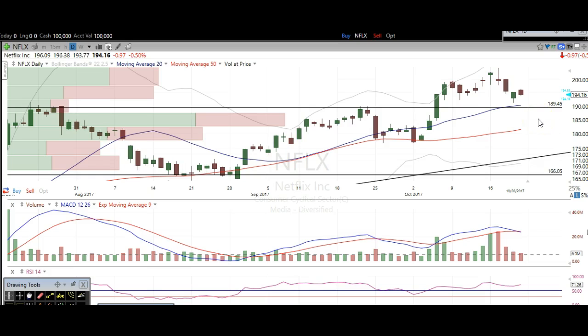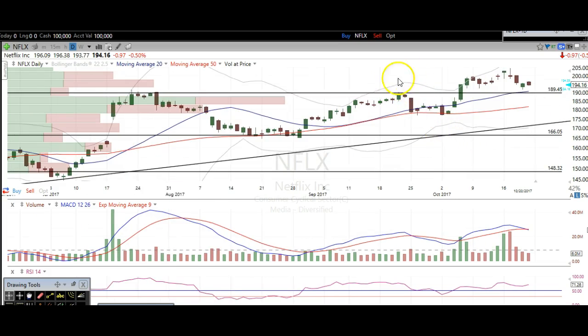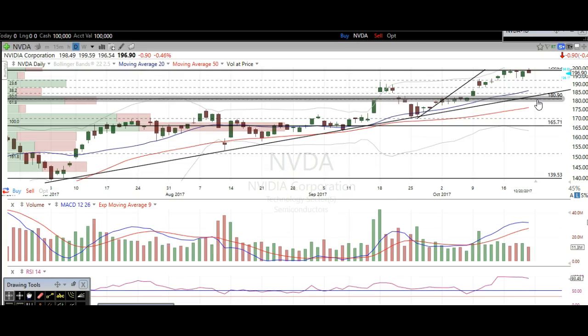189.50 or so. And just to go over exactly why this is the level that we're watching, it's because it was previous resistance right there and right there. So this is clearly a level of support that you want to hold on Netflix if you are bullish on this stock. The next one we're going to take a look at is NVDA.